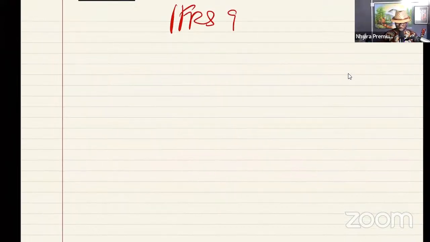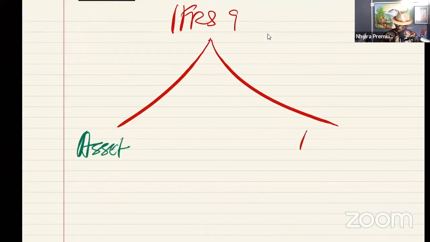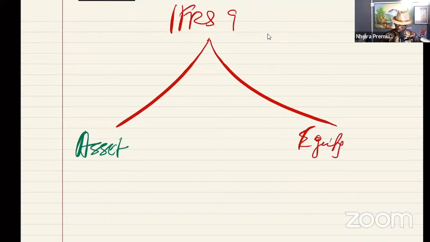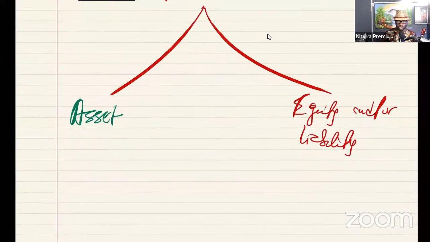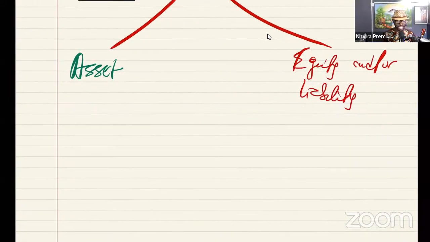IFRS 9. Now, the issue about IFRS 9 is about financial instruments. And we spoke about the fact that when it comes to financial instruments, it is broadly going to be any transaction that results in creating an asset on one hand, and equity and or liability on the other hand. That becomes what is referred to as a financial instrument.